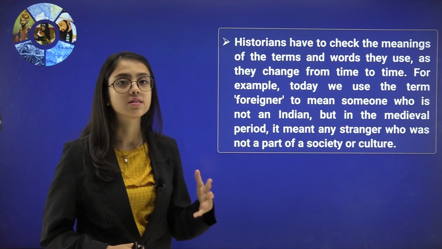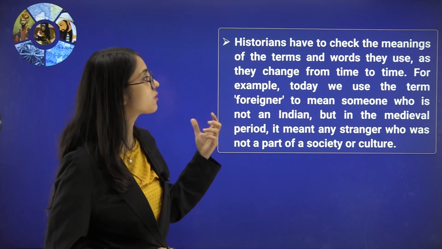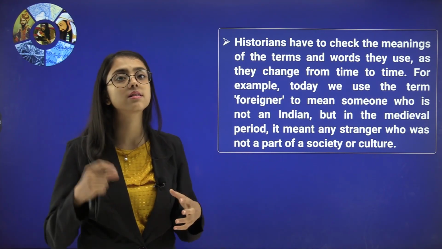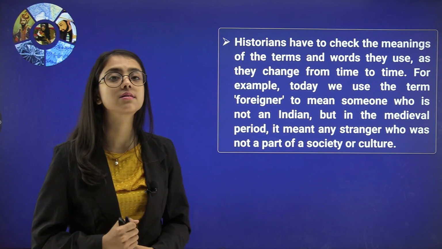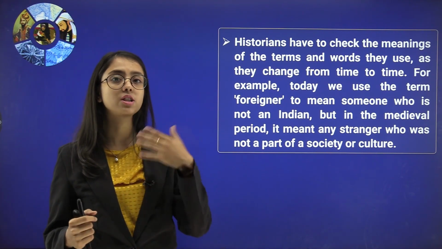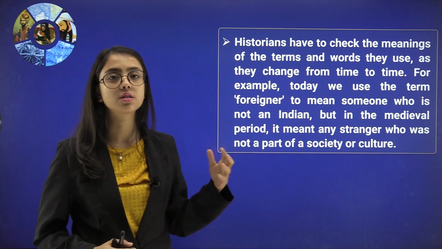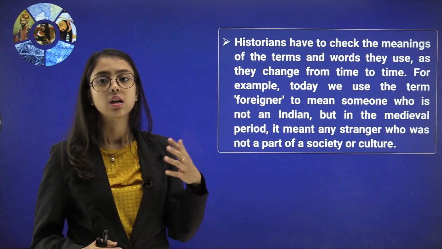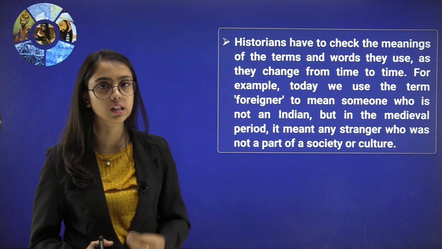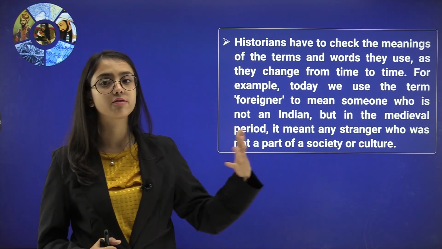Historians have to check the meanings of the terms and words that were used, because the meaning must have changed over time. For example, today we use the term foreigner to mean someone who is not an Indian, someone who is coming from a different land.